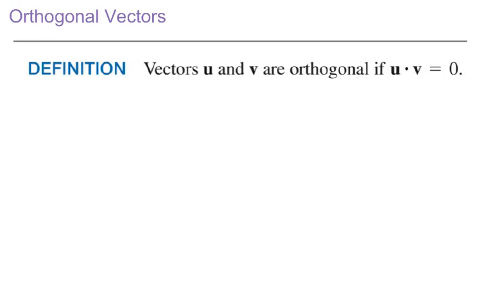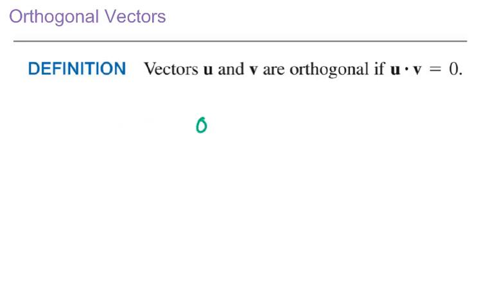Now we're going to talk a bit about orthogonal vectors. Two non-zero vectors, u and v, can be considered perpendicular if the angle between them is pi/2 radians or 90 degrees. And in all of those situations, we will have u dot v equal to 0. The reason is that we know the cosine of pi/2 is 0.